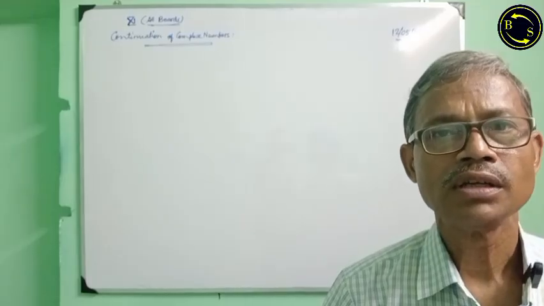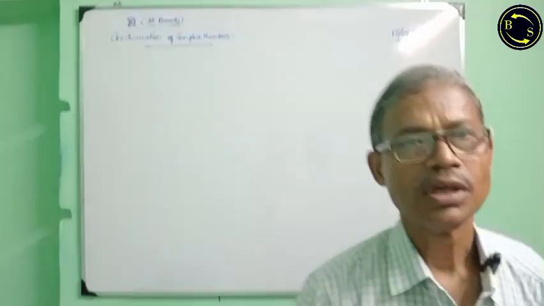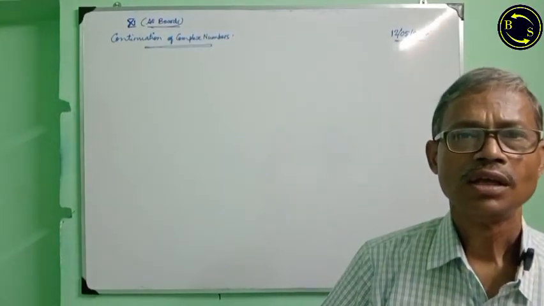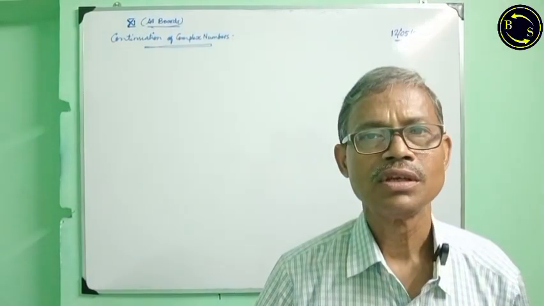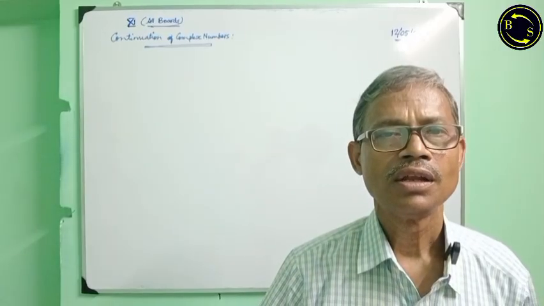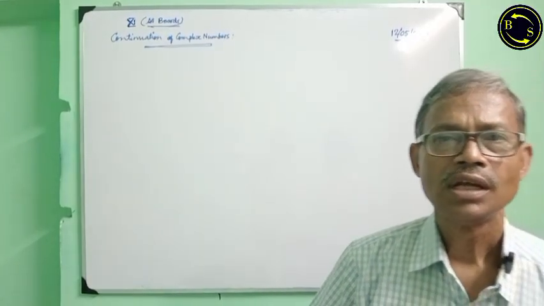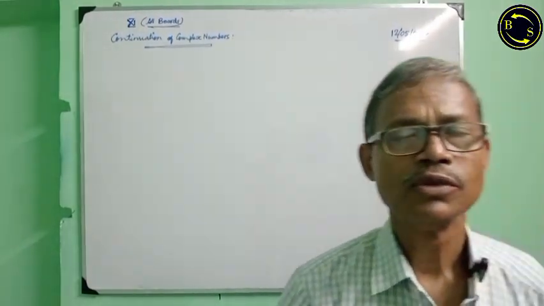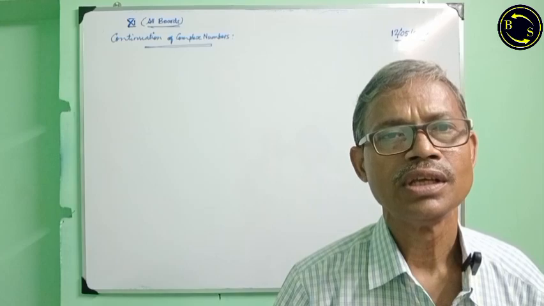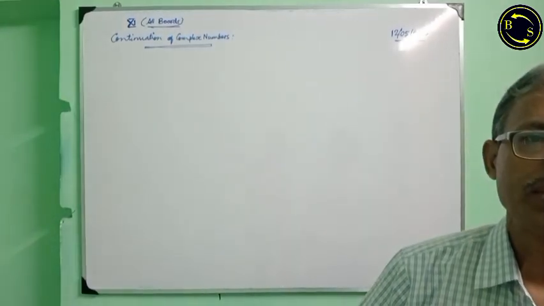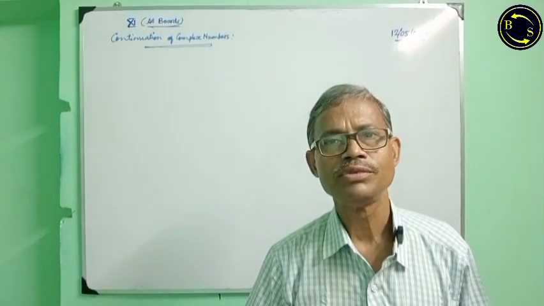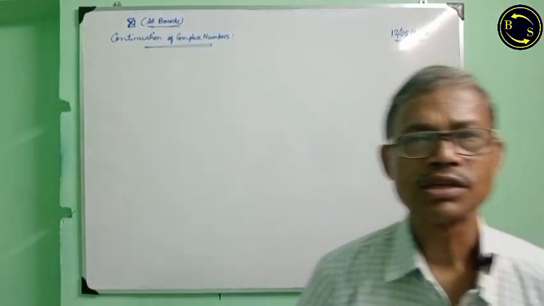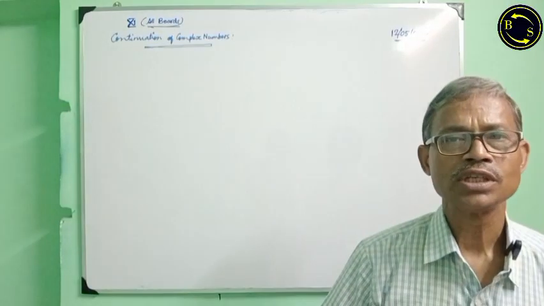Now we are at the end part of the chapter complex number. Already I have solved many sums and discussed all relevant theorems. Now we started complex number to solve certain types of quadratic equations in which the quadratic expression cannot be resolved into factors, or the discriminant b square minus 4ac is less than 0.